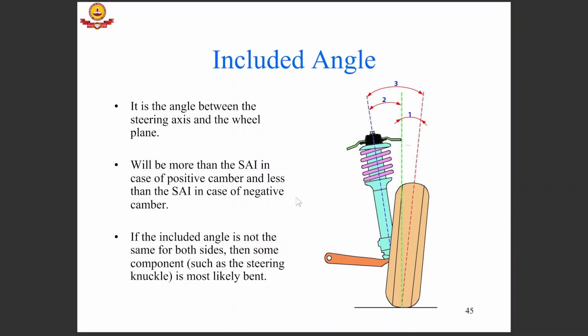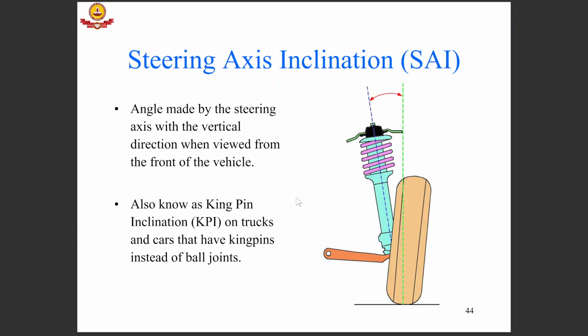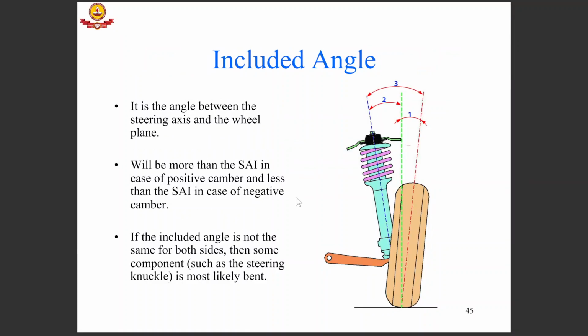Okay, it will be more than SAI, that is steering axis inclination, in case of positive camber, and less than it in case of negative camber. So if the included angle is not the same for both sides, then some component such as the steering knuckle is most likely bent. This kind of thing allows us to figure out what component in the steering system is faulty and requires some attention.